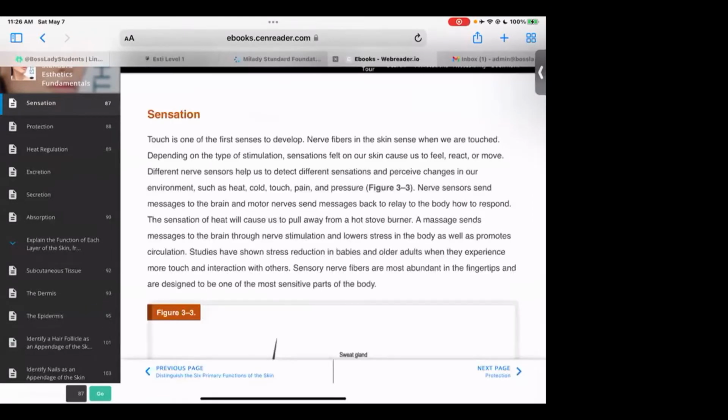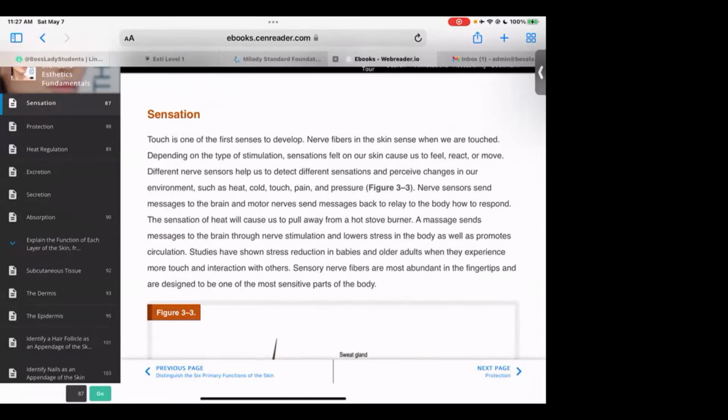Let's break down each one of these six primary functions. So first here we've got sensation. Touch is one of the first senses to develop. The nerve fibers in the skin sense when we are touched. Depending on the type of stimulation, sensations felt on our skin cause us to feel, react, or move. Different nerve sensors help us to detect different sensations and perceive changes in our environment, such as heat, cold, touch, pain, and pressure.